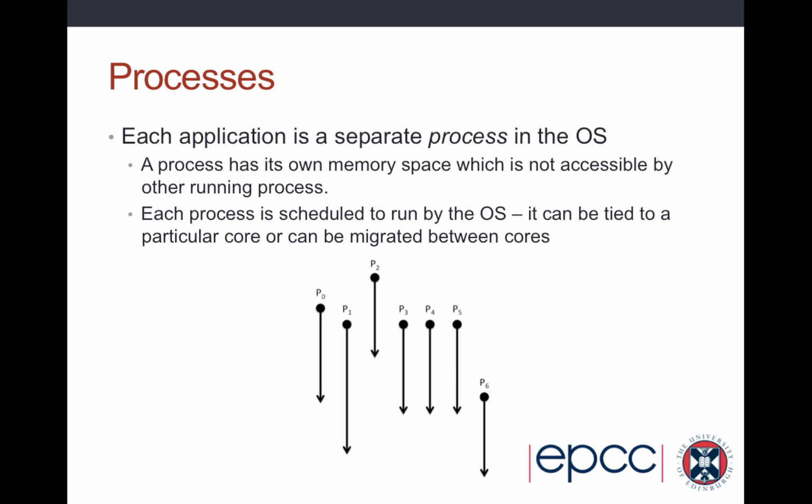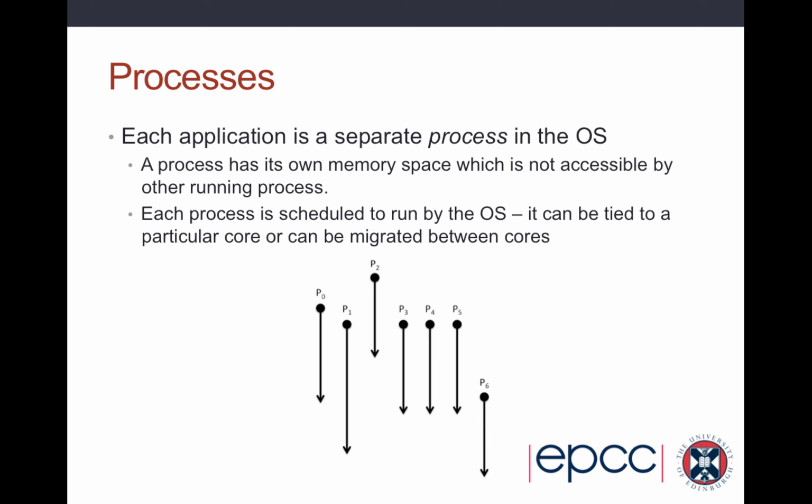And each process is scheduled to run by the operating system. It can be tied to a particular core or migrated between cores. In practice, the core migration doesn't happen very often. And this is no different to a HPC machine, because if you remember from the last lecture, each node of an HPC machine is essentially like a separate individual computer running its own version of the operating system. So those operating systems on each of the nodes are independent and schedule processes, as my laptop does here.